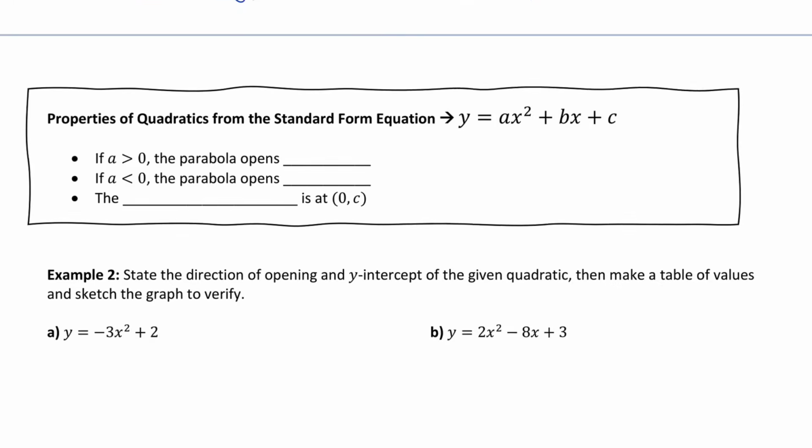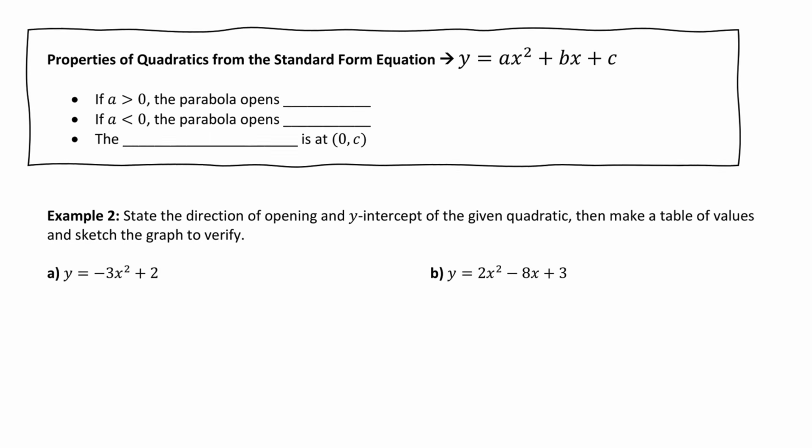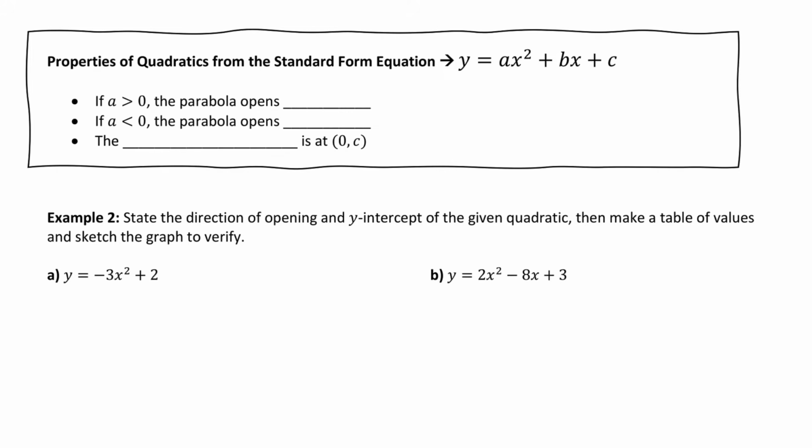Now let's go ahead and do another example. But first, let me point out one key property of quadratics in standard form that you need to understand. In a standard form quadratic equation, the a value, the coefficient of the x squared, which we call the leading coefficient, tells you the direction of opening of the parabola. If the a value is greater than 0, so if it's positive, the parabola opens up. And a parabola opening up would look like this.